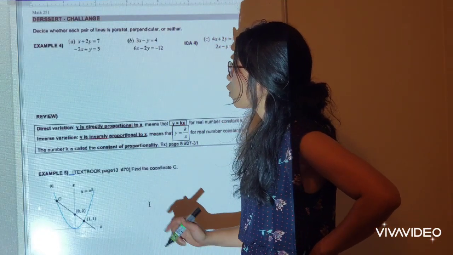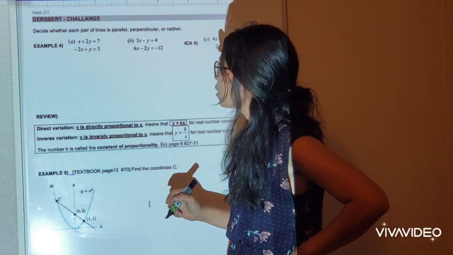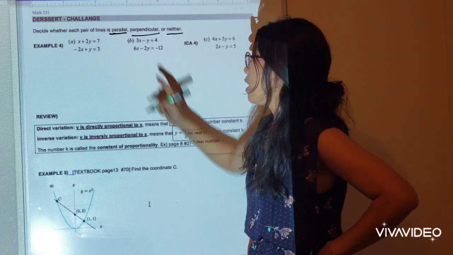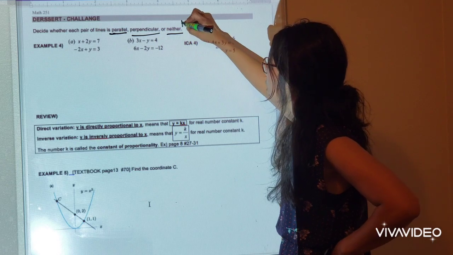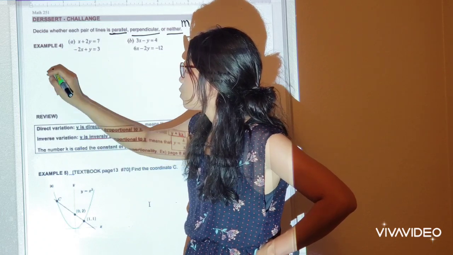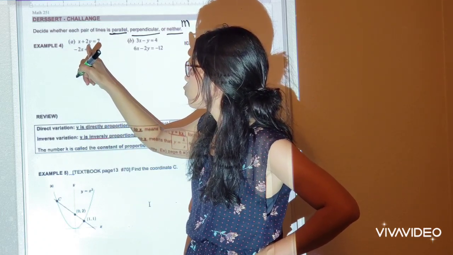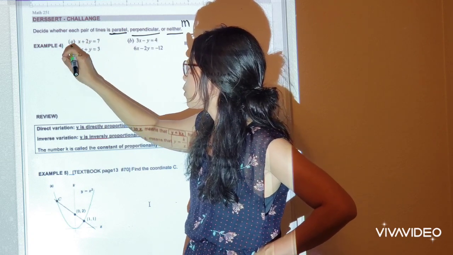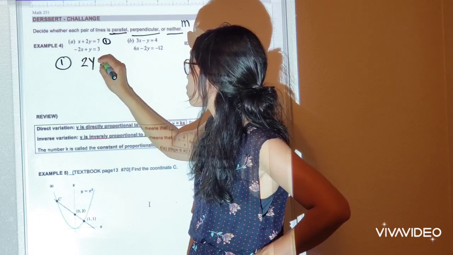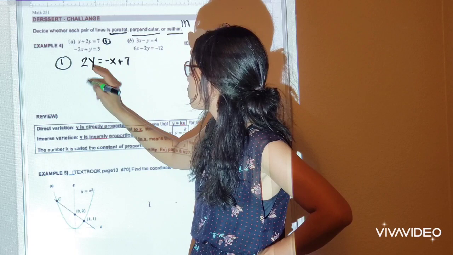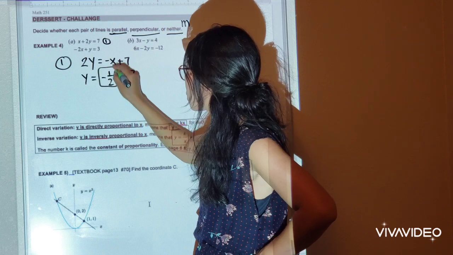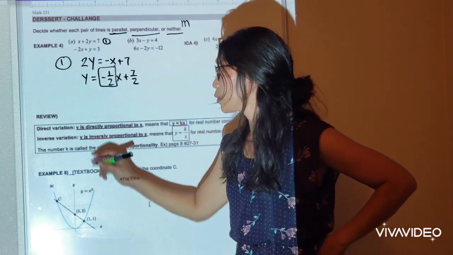We want to see, when you look at the system of equations, whether those equations represent parallel, perpendicular, or neither lines. As soon as you see this, that means they're asking about slope. So let's try to find the slope for A. Slope means we isolate y. So in the first equation, I'm going to isolate y. I know that 2y is equal to negative x plus 7. Divided by 2 makes negative 1 over 2x plus 7 over 2. So the slope is negative 1 over 2 for the first equation.